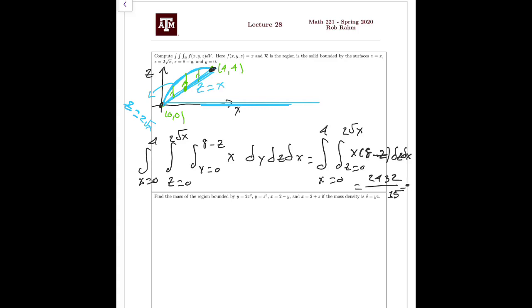So the novelty of this problem is that I gave you the boundaries of this region, the surfaces that bound this region, in a way that made it seem like the z integral should be on the inside. But once you visualize what this region looks like, you see that the y integral needs to be on the inside, and then the x and z integrals need to be on the outside. Whether you do x first or z first, it doesn't matter.